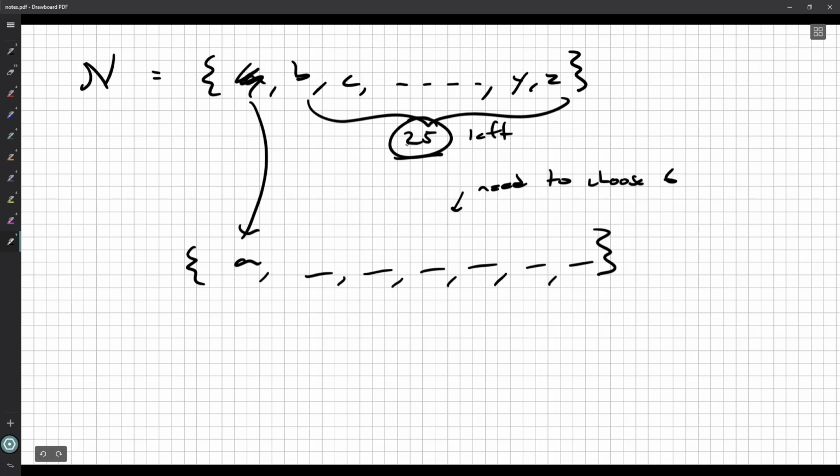If you've got 25 things and you need to choose 6 different ones, we've got, oops, not a fraction, we've got notation for that: 25 choose 6. And that's what we learned in 1.5. Nice, simple notation to easily work out a question like this. Okay, so 25 choose 6.